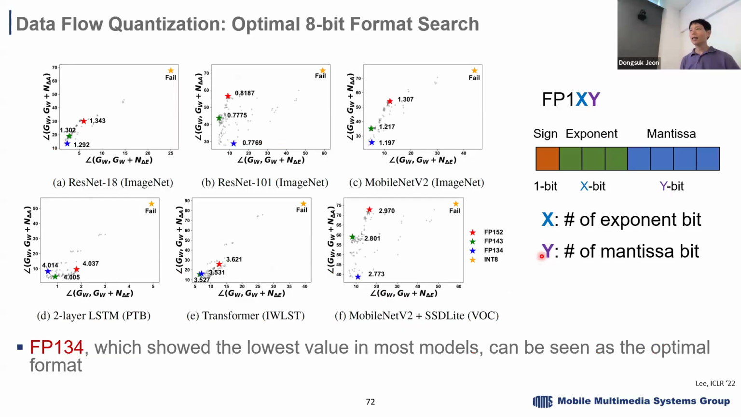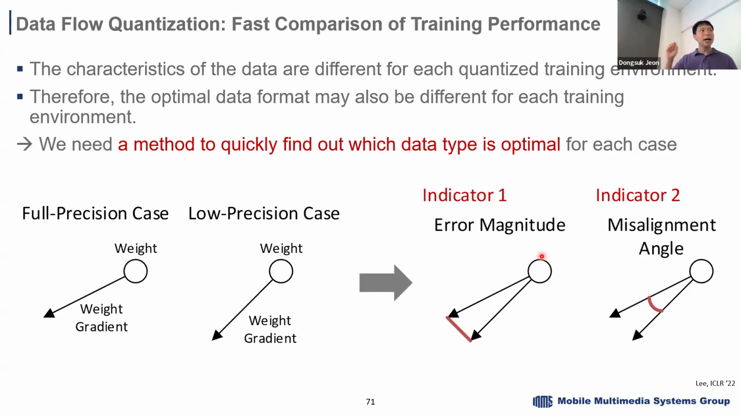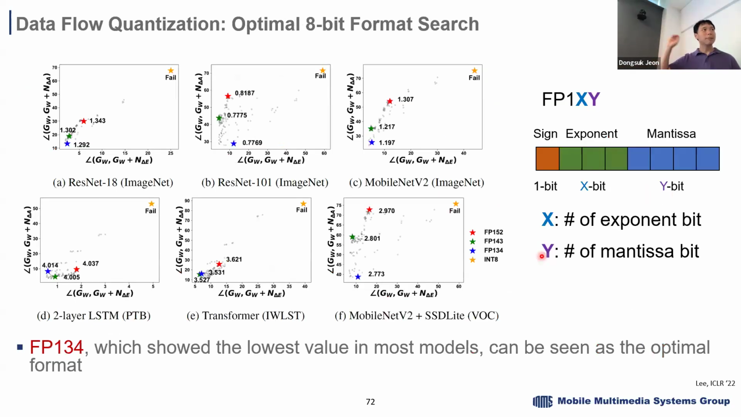So to verify this idea, we tried to train 6 different models using more than 200 data formats. So we actually trained those models 200 times using many GPUs at that time, and we found that there is a very high correlation between the proposed performance indicator and the actual training performance. So that proves that our performance indicator actually works pretty well.